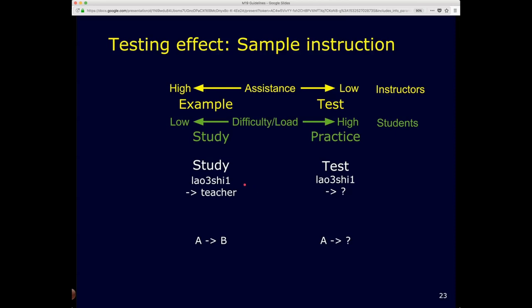So here's a case of a knowledge component, this Chinese symbol, or set of symbols, written in this pinyin language. That means teacher. That's a study trial.